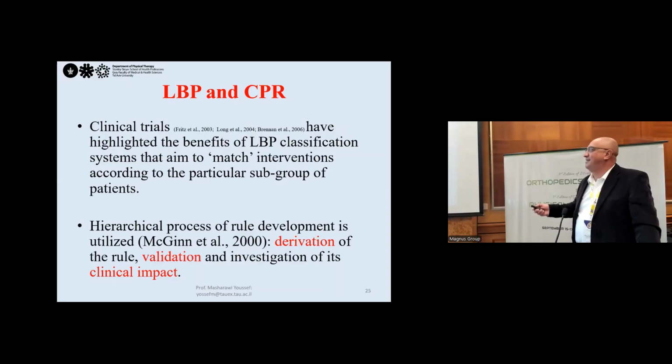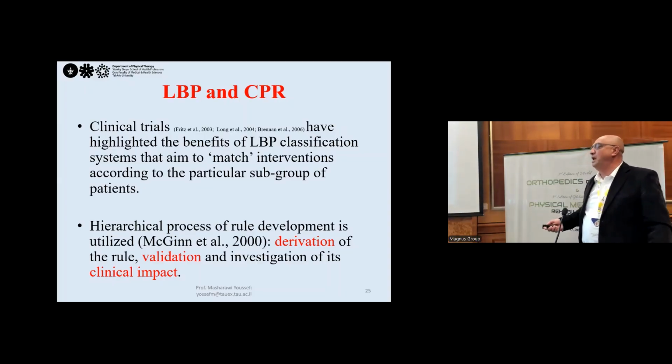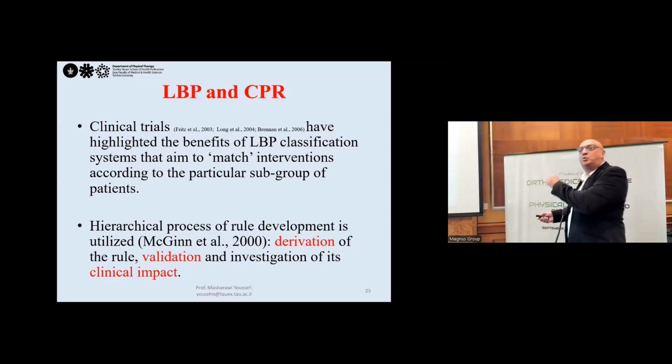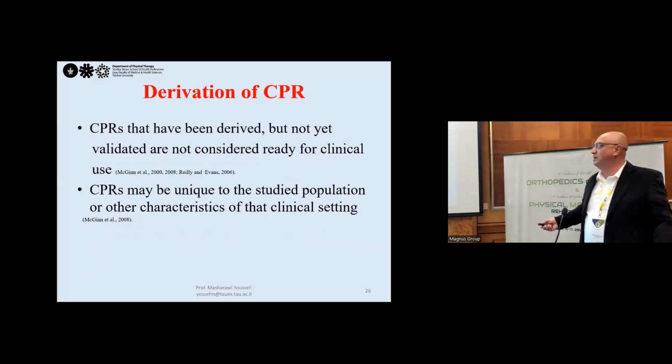The hierarchical process of rule development is utilized: derivation of the rule, validation, and investigation of clinical impact. All these aspects need to be checked when you do a prediction rule. You can't just say, I want to check. You have to really check all of this.